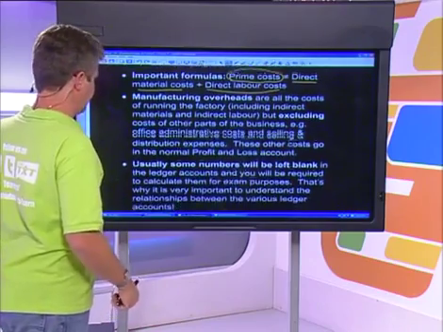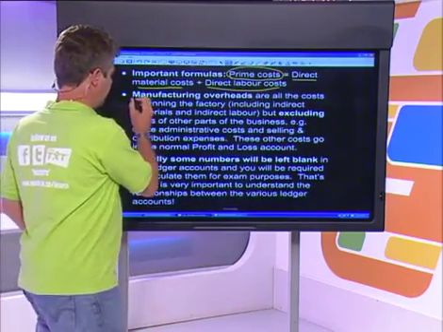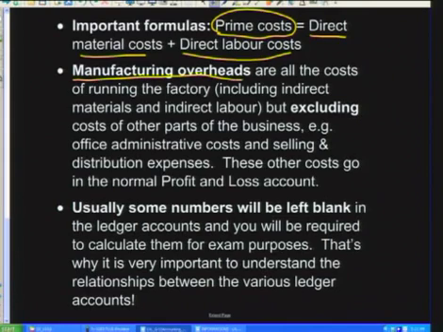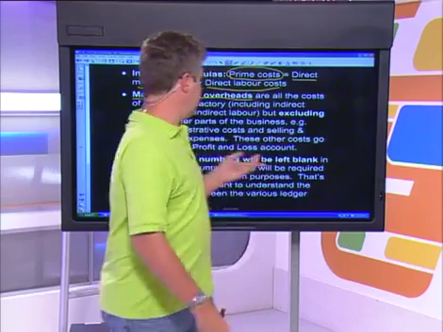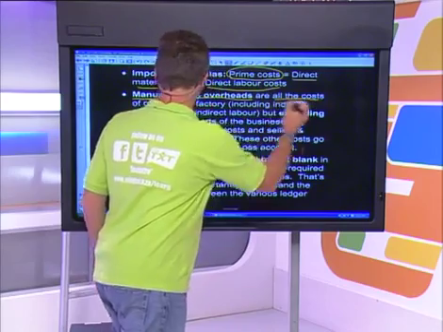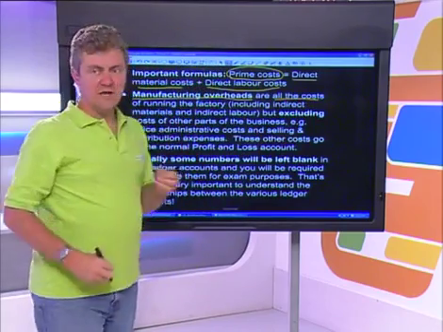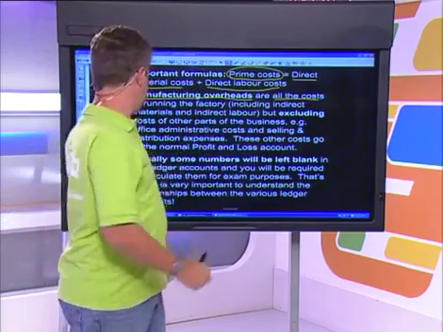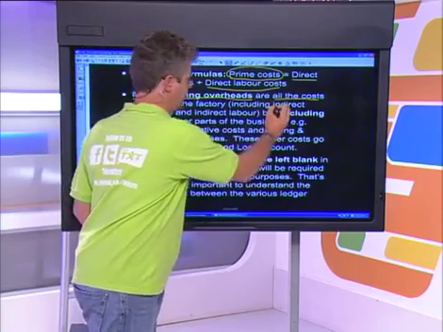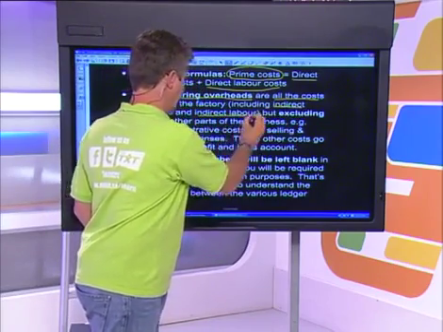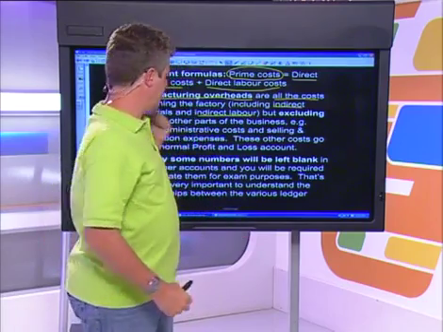Then another important thing that we need to cover is our manufacturing overheads. You're going to have to know how to do your manufacturing overhead T account. And into that T account, you're going to put all the costs that are included in running the factory, including your indirect materials and your indirect labor, but excluding all the costs of the other parts of the business.